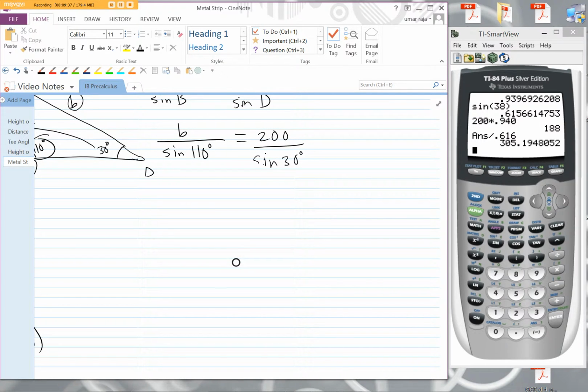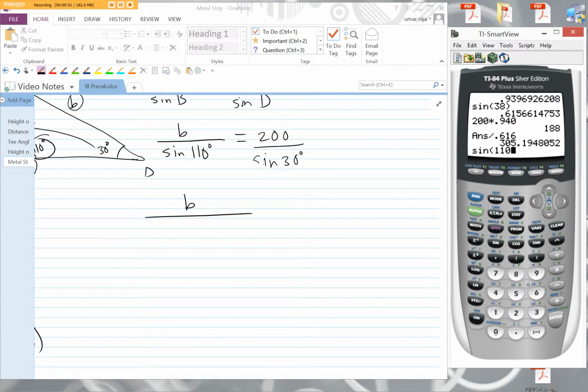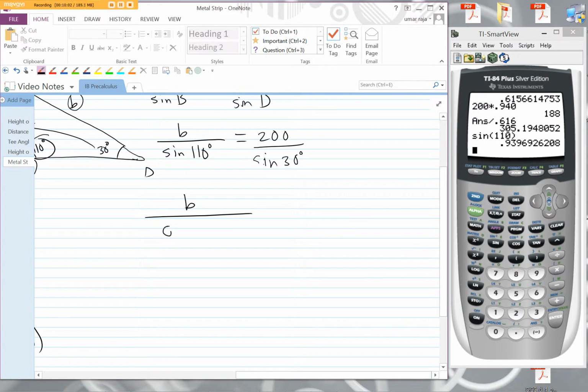Alright guys, at this point, just like with the last part of the problem, what we're going to do is solve for sine of 110, solve for sine of 30, cross multiply, and get the answer for b. So sine of 110, put that in the calculator. And this gives us 0.940 after you round that off. And that's equal to 200 over sine of 30, which I know from memory is 0.5. You can also refer to the unit circle on that. And sine of 30 degrees is 0.5.